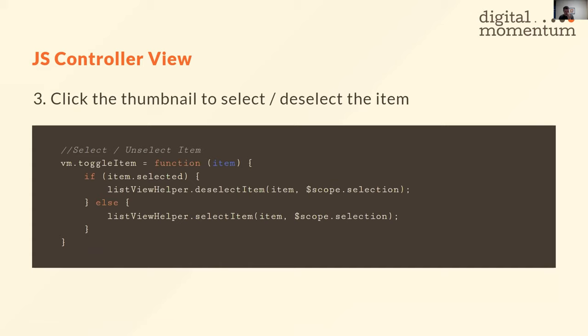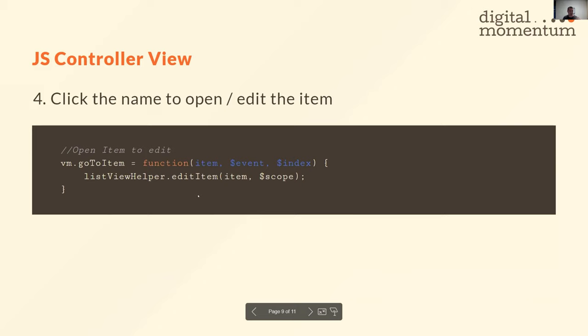We have a very simple select here, and this will probably be pretty much the same for whatever you do. Toggle item checks if it's selected, uses a list view helper here to either select or deselect the item, and that comes out of the box with Umbraco. And then the other one is go to item, so that opens up the item to edit, and same thing, that will automatically progress to the next page.